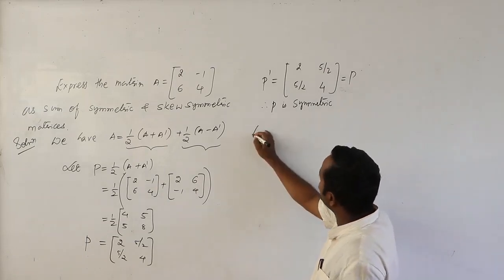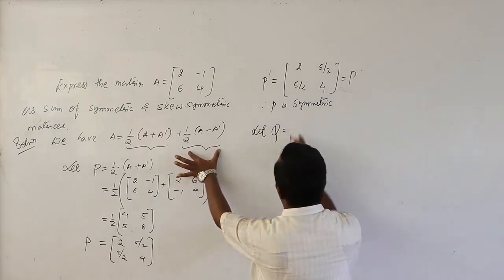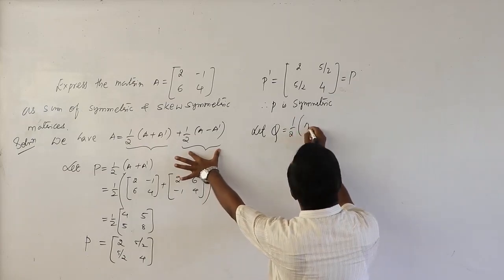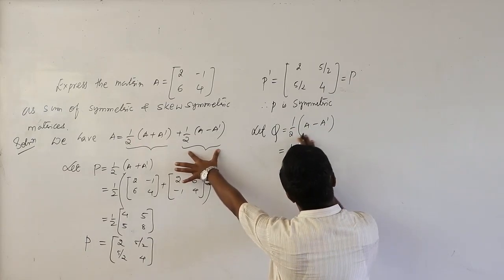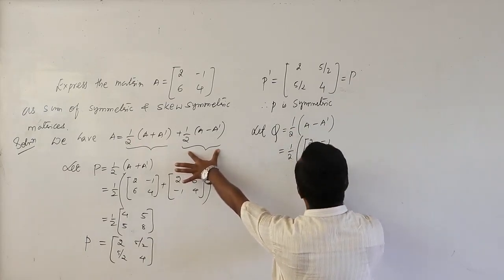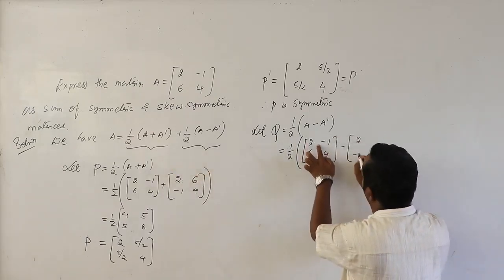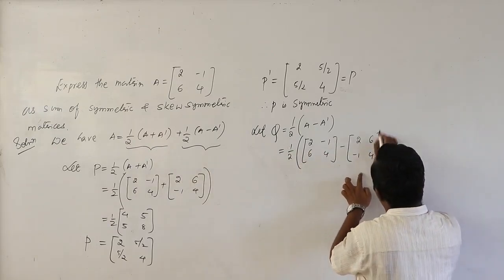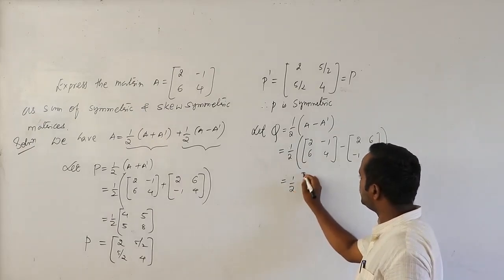Next, let us take Q. Q is what? Half of the next portion: 1 by 2 (A minus A dash). A is the matrix [2, -1; 6, 4] minus A dash. A dash becomes [2, 6; -1, 4], interchanging rows and columns. Now what happened? 1 by 2 keep as it is.